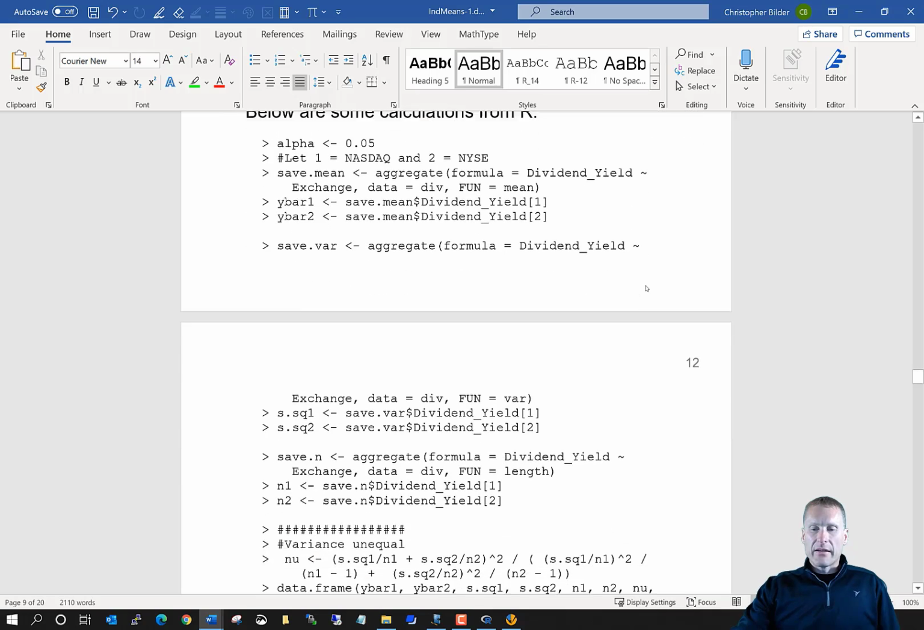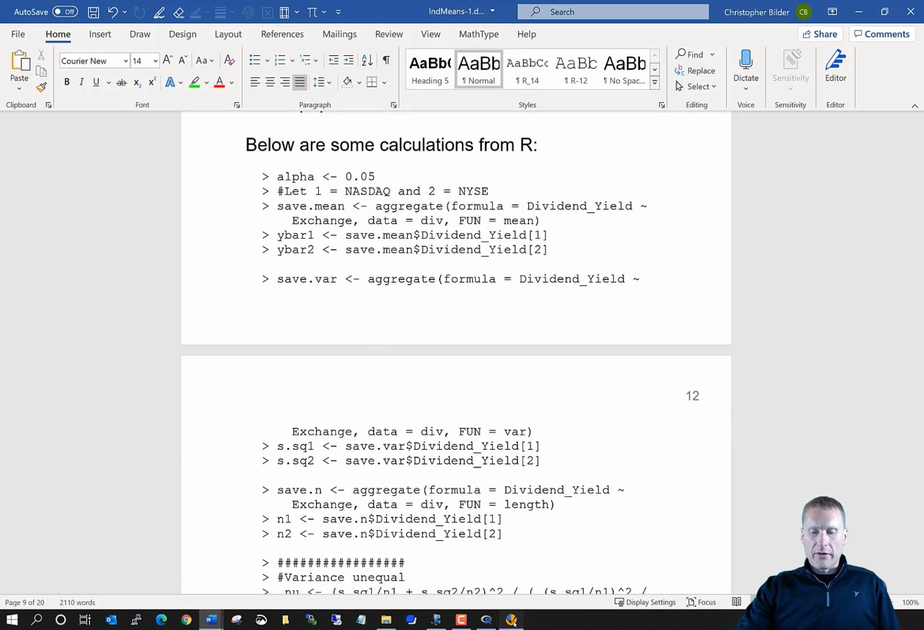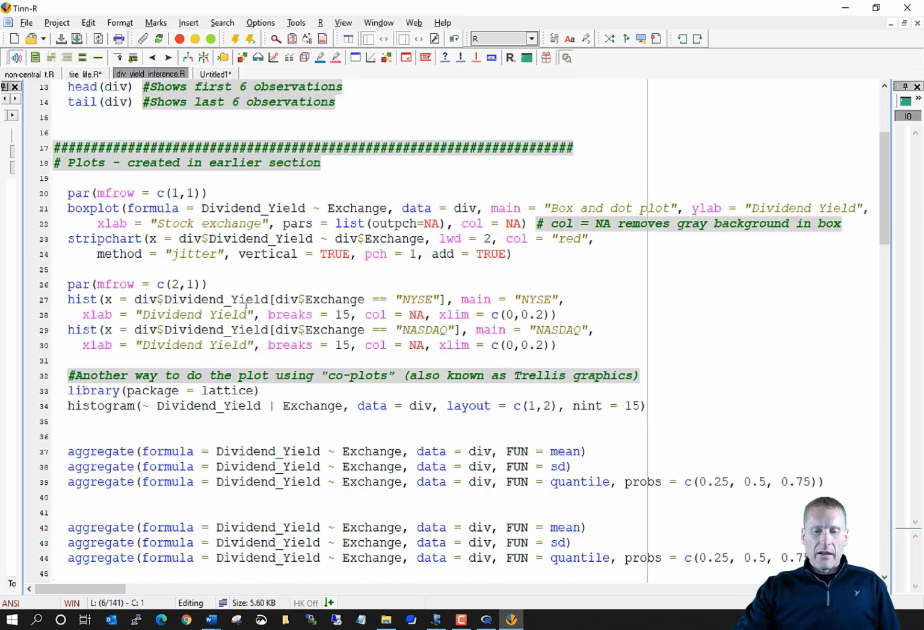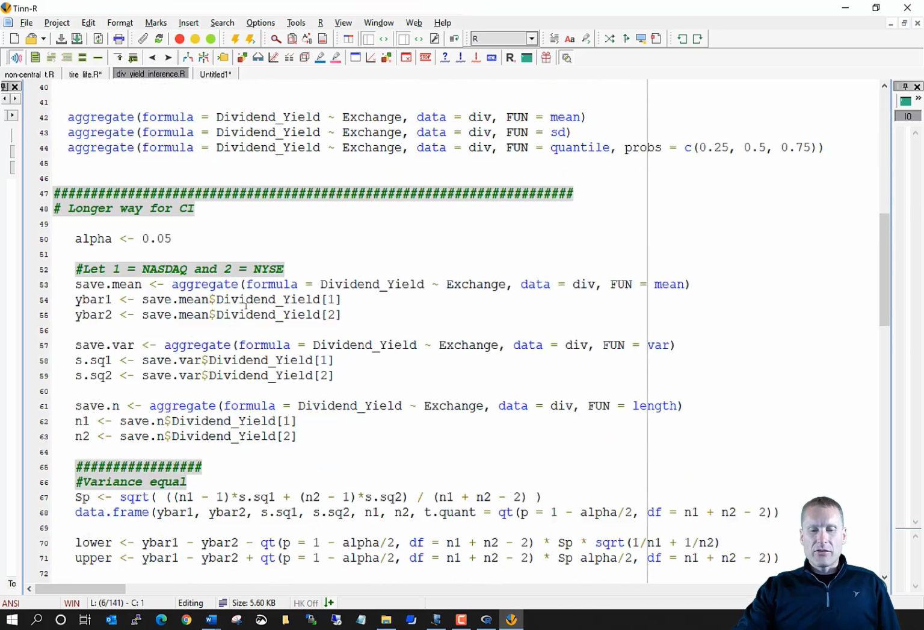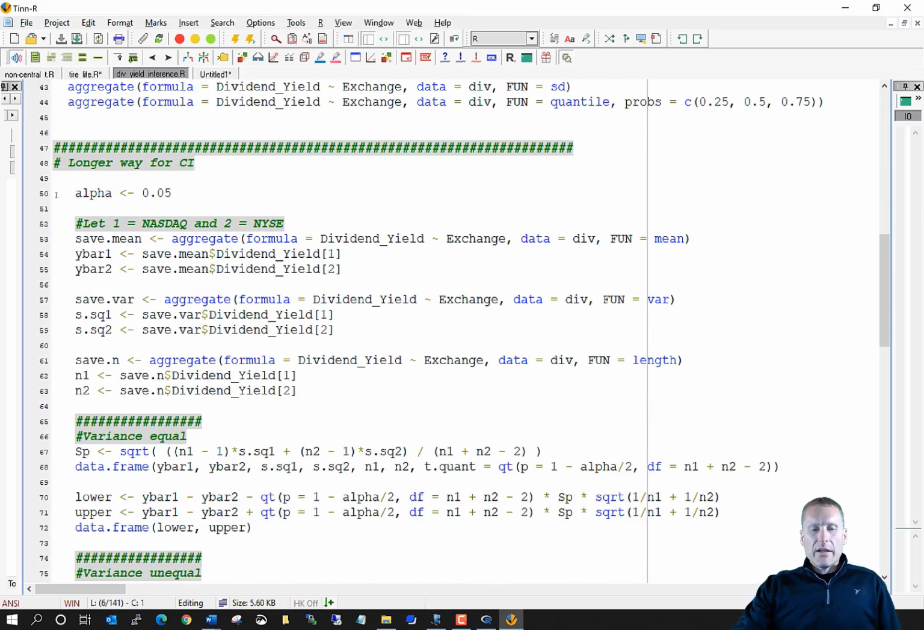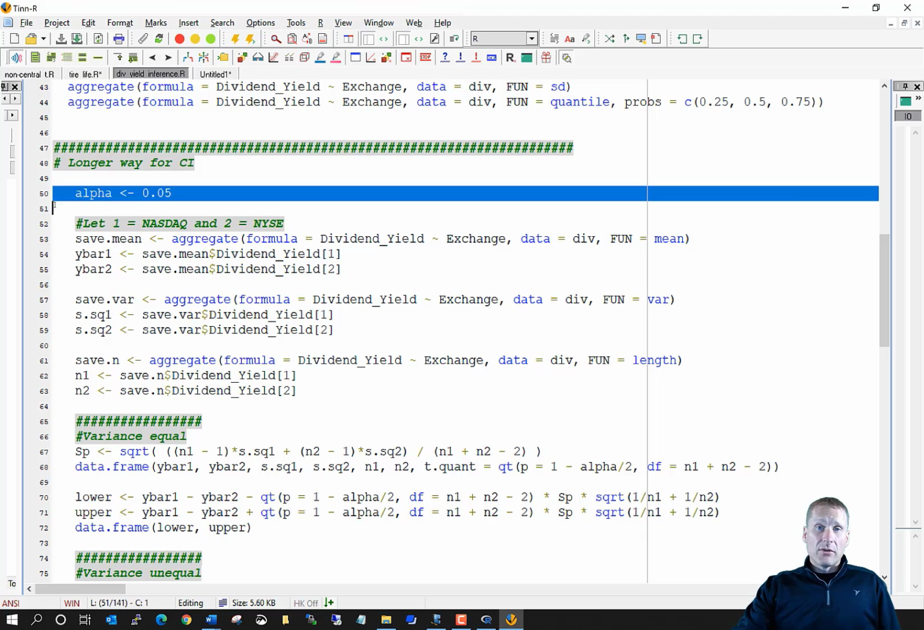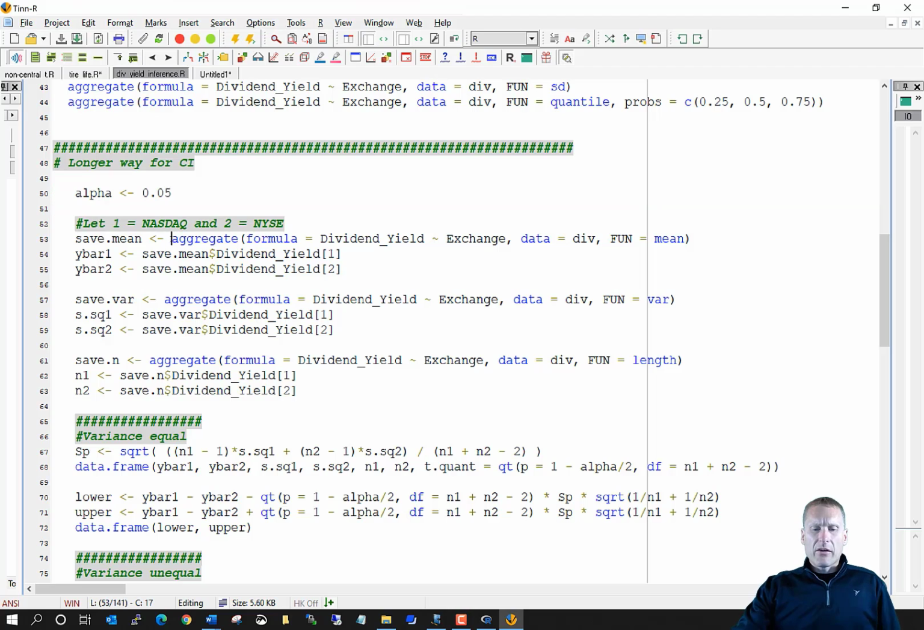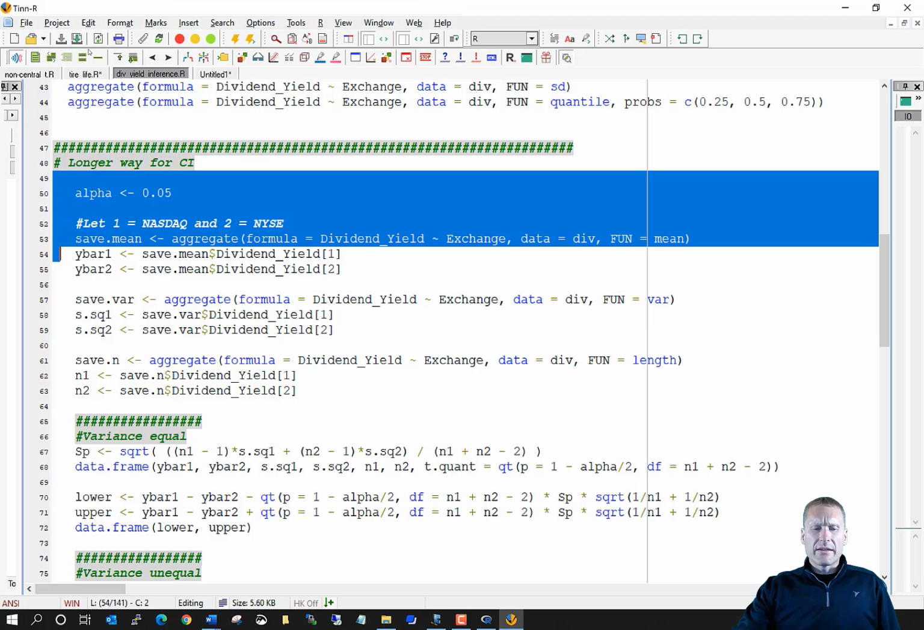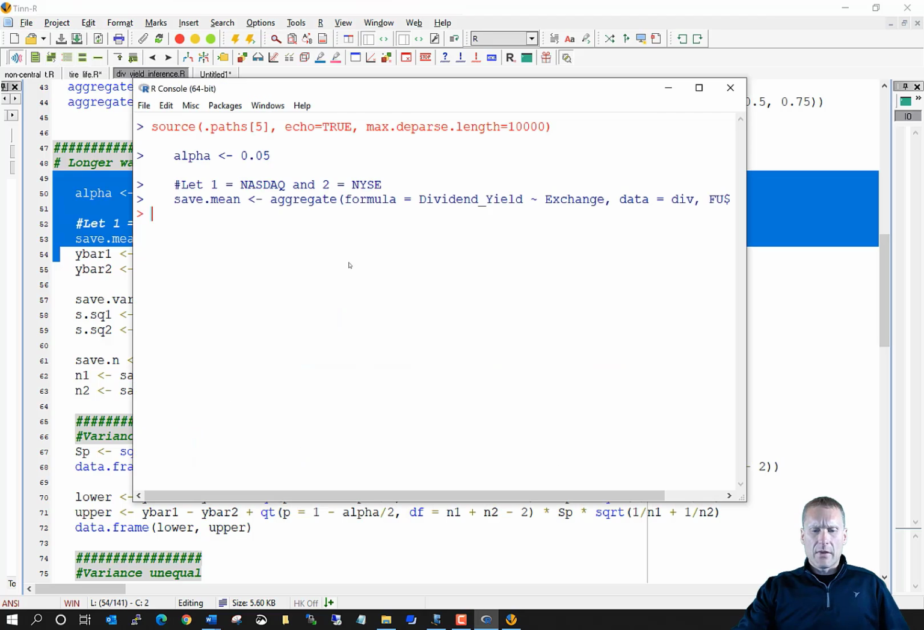So let me go over to R first, and let's do some further calculations. I'm finding a 95% interval, so we're going to set alpha to be 0.05. Then I'm going to take the results from aggregate and put that into an object called sample.mean. Let's take a look at what's inside of sample.mean. It's actually a data frame.